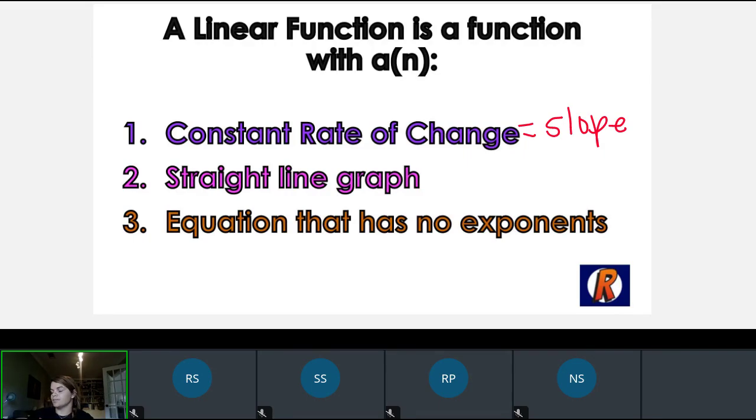Another key feature of a linear function is that it's a straight line. And I want you to notice this word line is actually in the word linear. So linear means it's a line. Okay, and then a linear function is an equation that has no exponents.